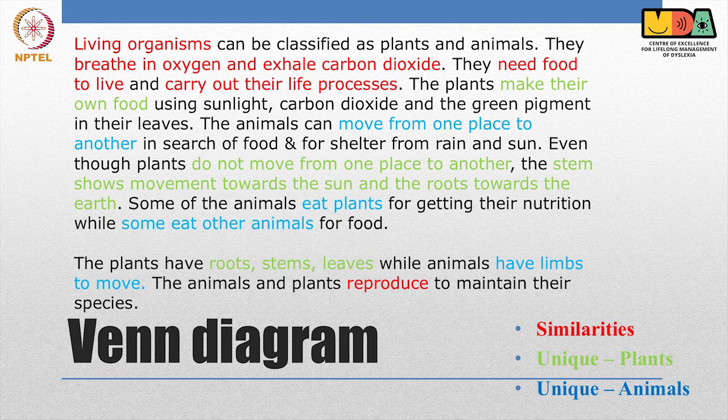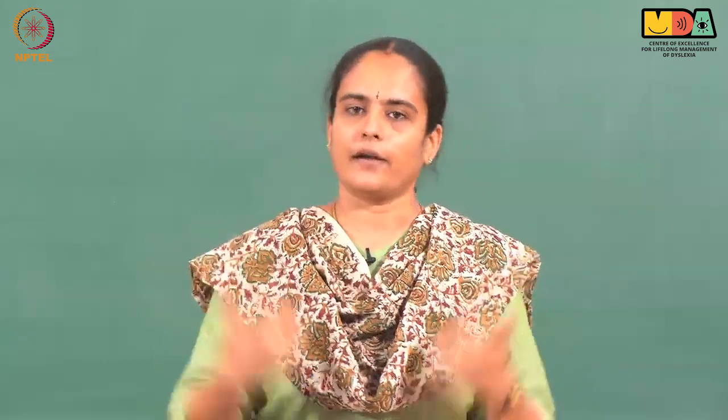The next thing is they have limbs, and plants have roots, stems and leaves. So, plants have roots, stems and leaves will go into the area very specific to plants, and animals have limbs will go into the area very specific to animals. There is nothing to be written in the intersecting area. And the last thing is plants and animals reproduce. It is very easy. It is going to go right in the intersecting portion which says reproduce. So, this is how it has to be translated in a Venn diagram, and learning needs to be done, and please follow it up with writing.